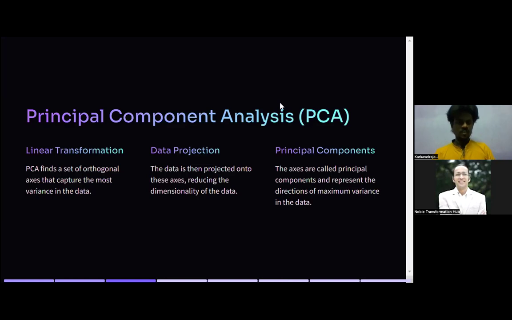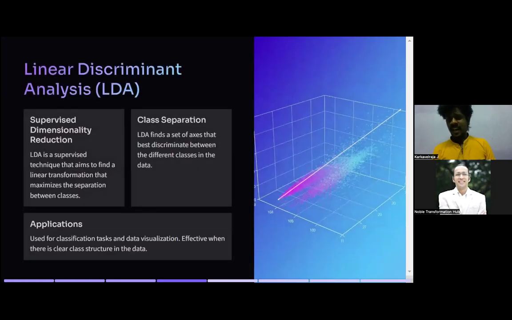Moving on to the next slide. Another thing: linear discriminant analysis (LDA). Before going into this, I have a question. PCA and LDA come under dimensionality reduction of which model? Linear model, right? So keep that in mind. Next we're going to see linear discriminant analysis. This is LDA.